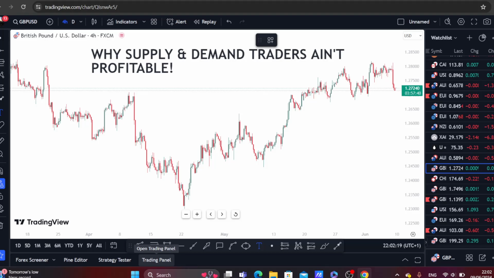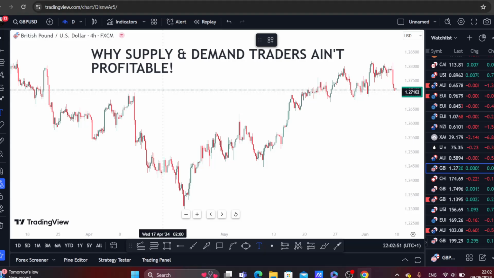Okay, so this is GBP US dollars on a 4-hour chart. And what I'm going to show you today is applicable on all time frames. So if you're a supply and demand trader, you already know that there are two types of supply and two types of demand. If you're new to the supply and demand strategy or concept, I will explain the types of supply and demand zones.